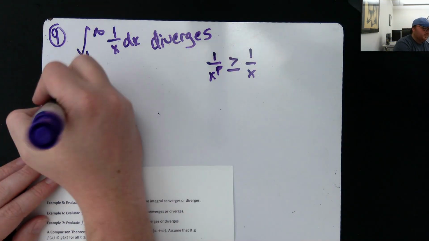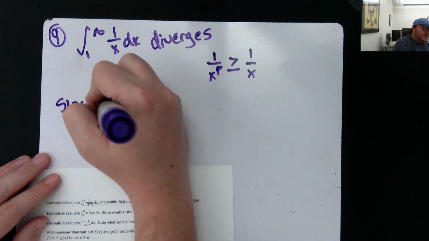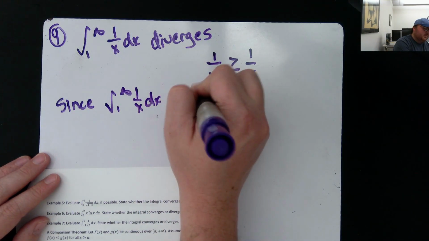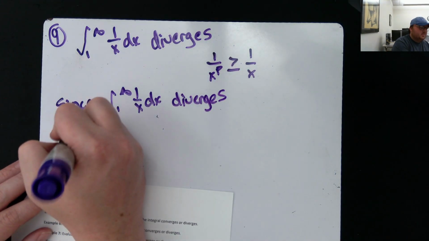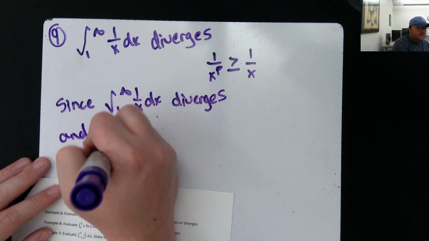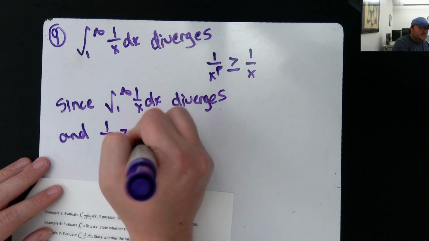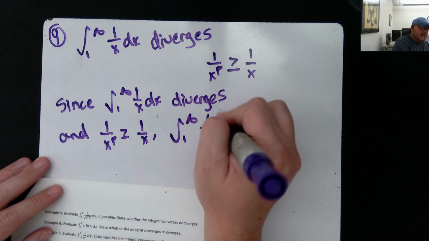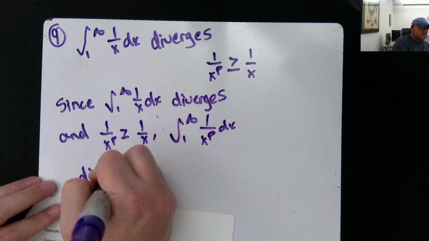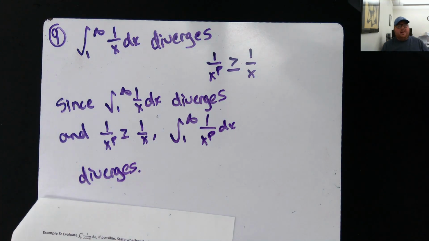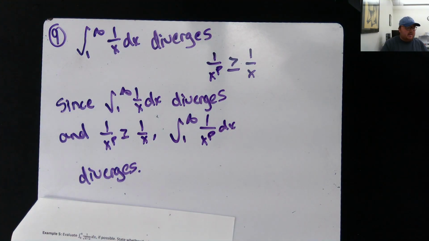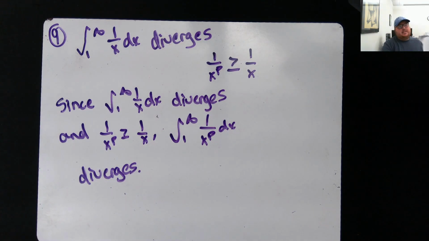diverge. So I would say, since the integral from 1 to infinity of 1 over x dx diverges, and since 1 over x to the p is greater than or equal to 1 over x, we know the integral from 1 to infinity of 1 over x to the p dx also diverges. Again, because I found a smaller one that also diverges. If any of that doesn't make sense, please let me know.